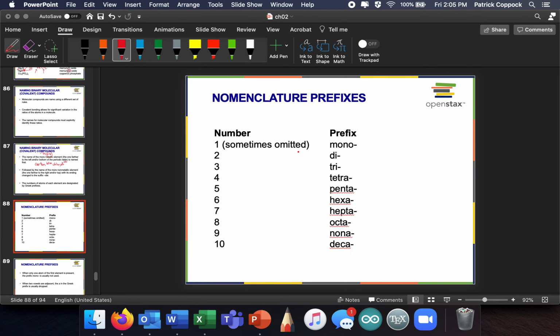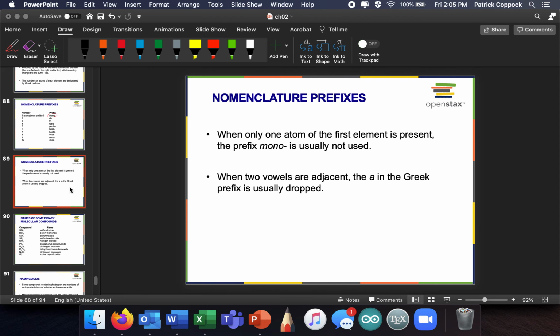Okay. So, and we do that for all of them. So if it's 1, we'll say mono. We don't always use the mono. If it's 2, we say di. 3 is tri. 4 is tetra. 5 is penta, hexa, hepta, octa, nona, and deca. All right, so those are the numbers that are going to help us with that.